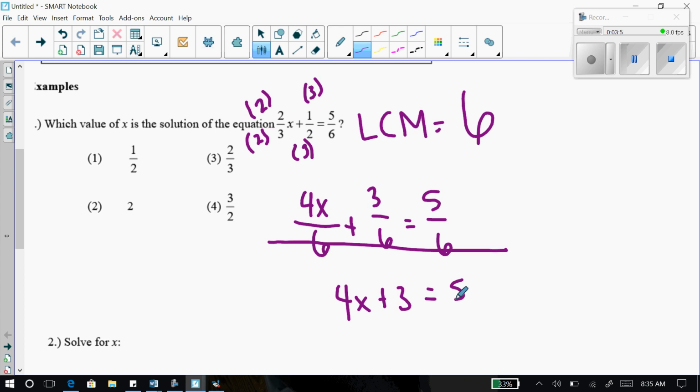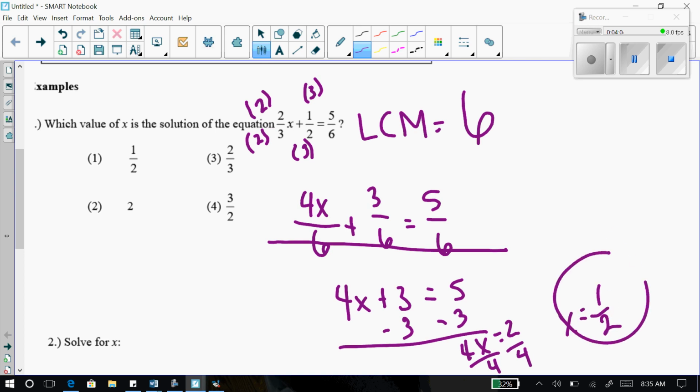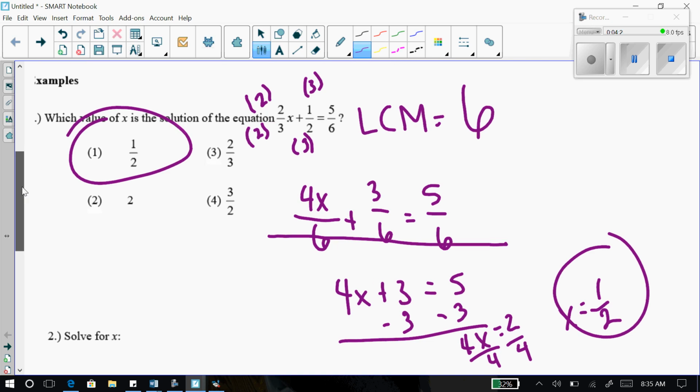That's really easy. Minus 3, minus 3, 4x equals 2, divided by 4, divided by 4. X is 1/2, not 2. 4 divided by 2 is 2, but 2 divided by 4 is a half. Choice 1. All right, so there are, I think, maybe 2 on the review that I gave you with fractions, and I will post these notes for you to refer to as well.